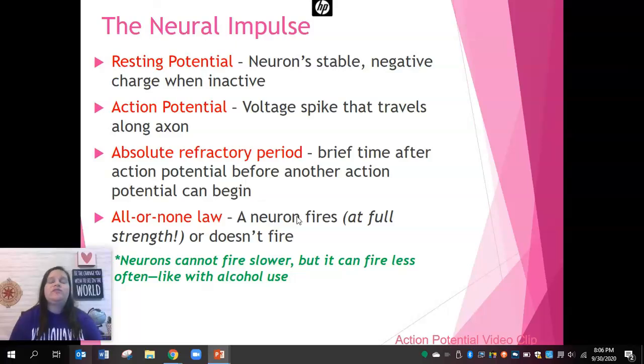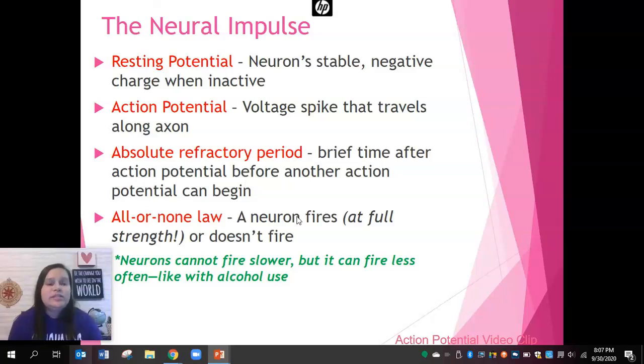But after a neuron fires, it's totally wiped out. It cannot fire again until it has had a chance to kind of gain its strength. Now, in real time, that's not that long. But in neuron time, it has to wait a short time. And that short waiting period is called the absolute refractory period. So a brief time after an action potential before another action potential can begin. So it's like it was whoosh, and then it's tired. And then it has to wait to gather its strength again before it can fire again.